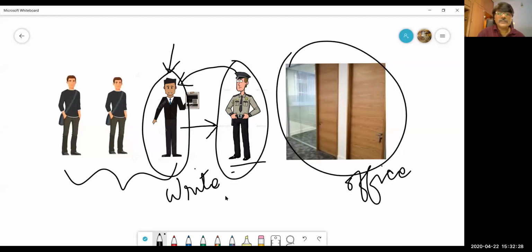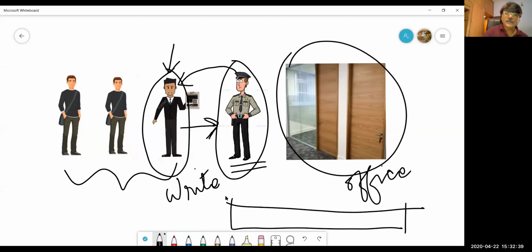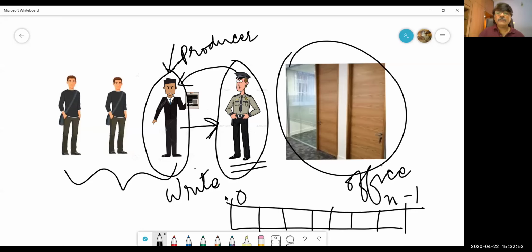Then the security guard will ask about whatever is to be written, and let us not make it very complicated. Let us say there is a buffer of size 0 to n-1. Now this is a person, I'll name him as a producer. It means he has produced some information and wants to put that information in this buffer. What semaphore will do is, it will allow the producer to directly use the buffer.